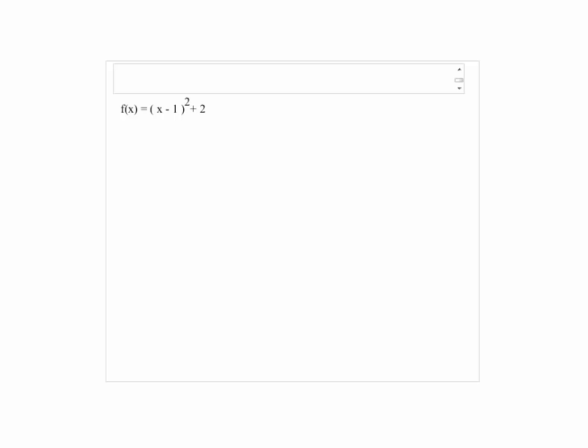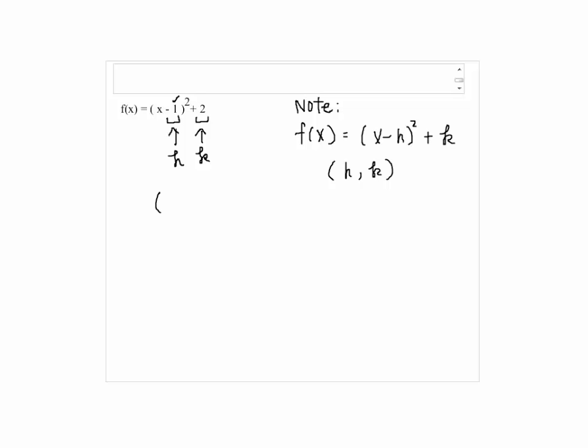Identify the vertex. f of x equals x minus 1 squared plus 2. Note that we have a general form of a function, which is x minus h squared plus k, where the vertex is h comma k. So here we have h, which is 1, and k, which is 2. So our answer is 1, 2.